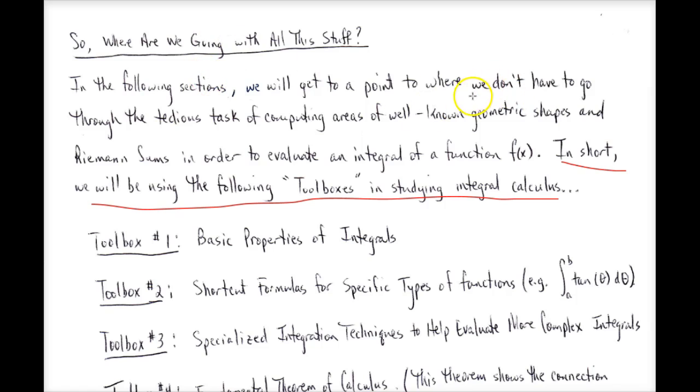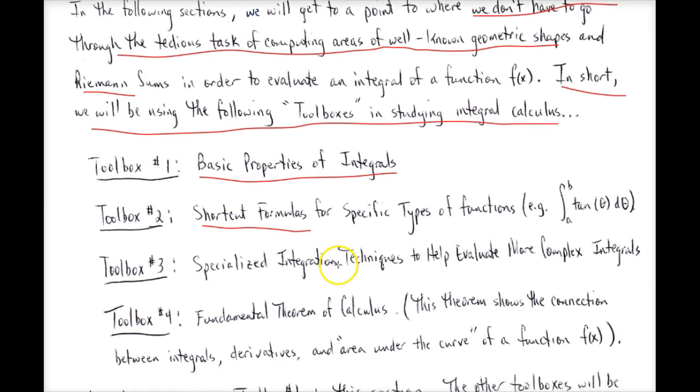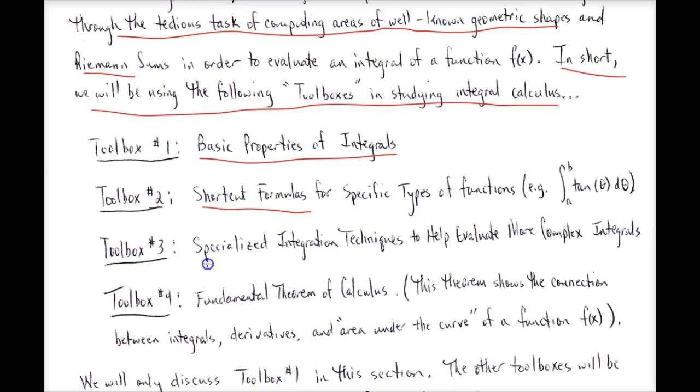And so again, like I was saying, we eventually don't want to go through the tedious task of computing areas in well-known geometric shapes and Riemann sums. Okay, so we're going to study some basic properties of integrals now that we know what that operator is. We're going to look at some shortcut formulas for specific types of functions, as well as specialized integration techniques to help us out. And we're going to look at the fundamental theorem of calculus.